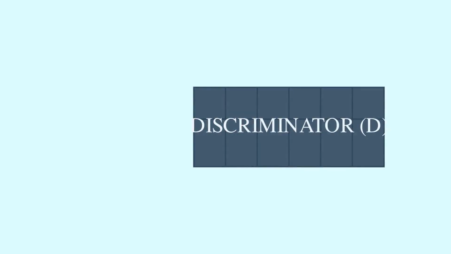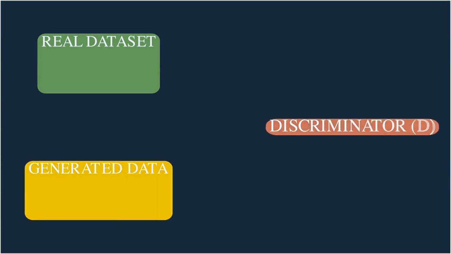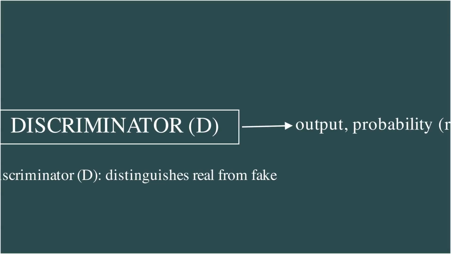Then we have the discriminator. This is our astute art detective. The discriminator's job is much simpler. It is a binary classifier. It receives two types of input: real data from our dataset and the fake data produced by the generator. Its task is to correctly identify whether a given piece of data is real or fake.